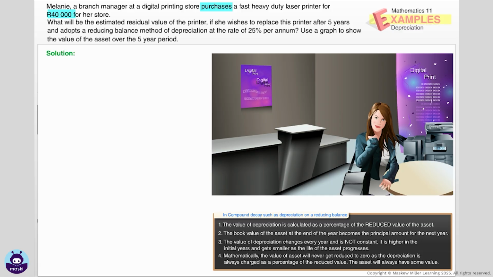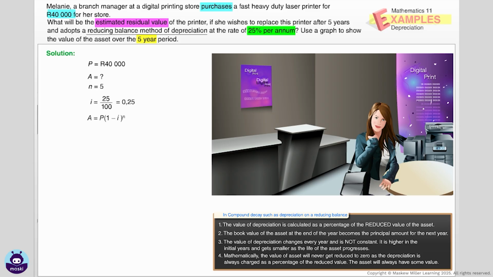Solution. Let us note down the given data. Melanie purchases a printer for 40,000 Rand. So, P equals 40,000. We are asked to find out the estimated residual value. Residual value means the depreciated value. So, we need to calculate A. The residual value is to be calculated at the end of 5 years, as she wishes to replace this printer then. Therefore, N equals 5. The method of depreciation is reducing balance, and the rate is given as 25% per annum. I equals 25 over 100 equals 0,25.